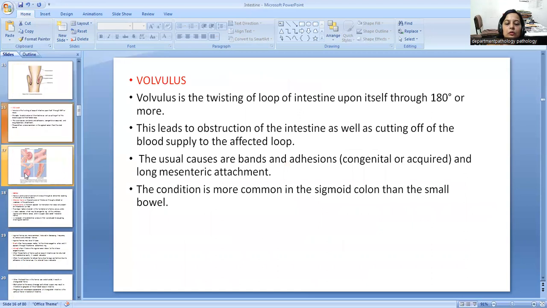So now the volvulus. It is the twisting of a loop of intestine or colon on itself through 180 degrees or more. This leads to obstruction of the intestine, as well as cutting off of the blood supply to the affected loop. The usual causes are bands and adhesions and non-mesenteric attachment. The condition is more common in the sigmoid colon than the small bowel.